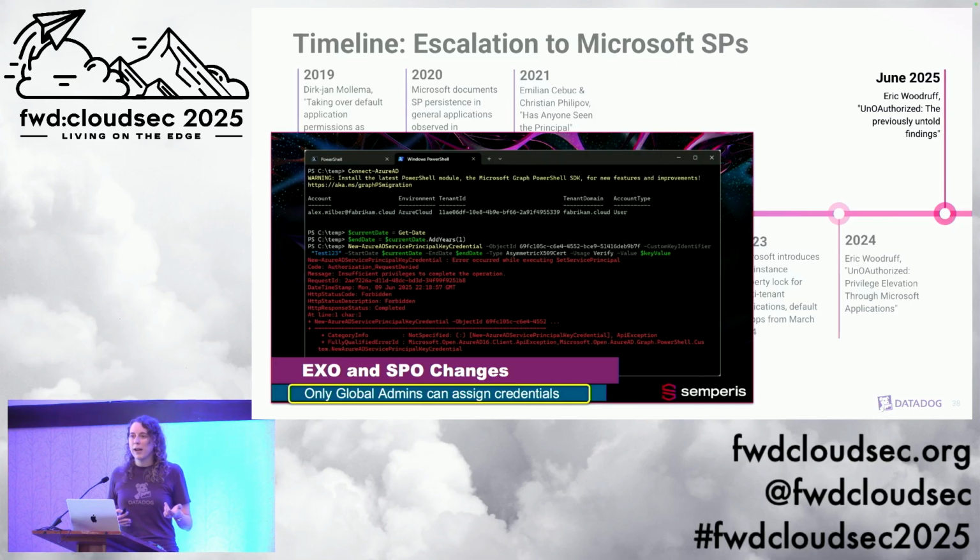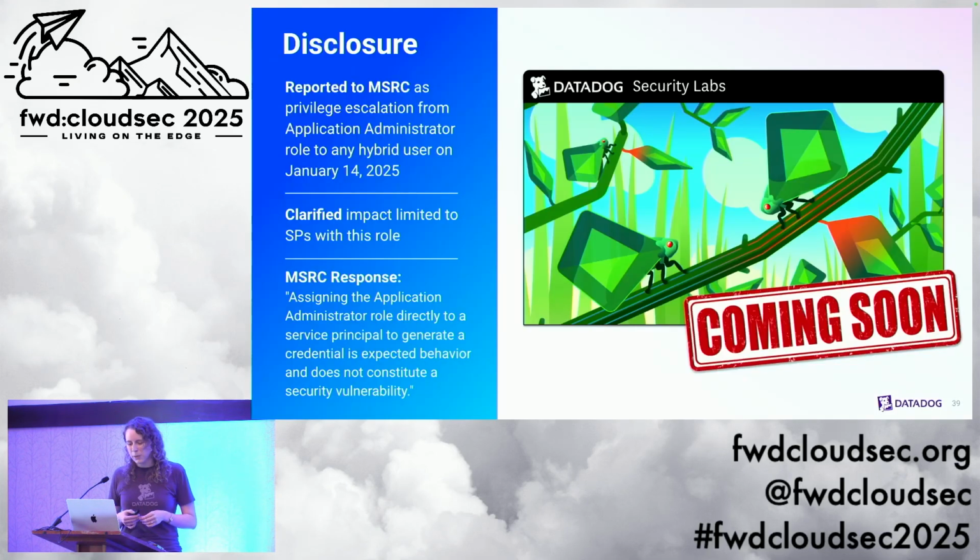So if I tested it with global admin and a user role, it worked. If I tested it with a service principal, with app admin, for some reason it worked, but the user with app admin couldn't do it. Just a strange little glitch here. So we clarified this finding with MSRC. They unfortunately came back and said that due to the fact that this was assigned to a service principal, they weren't really interested in fixing it.